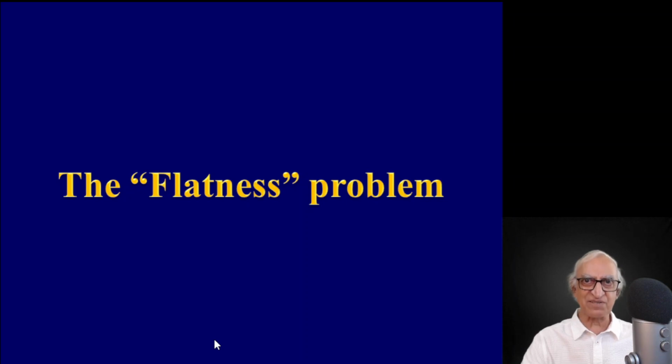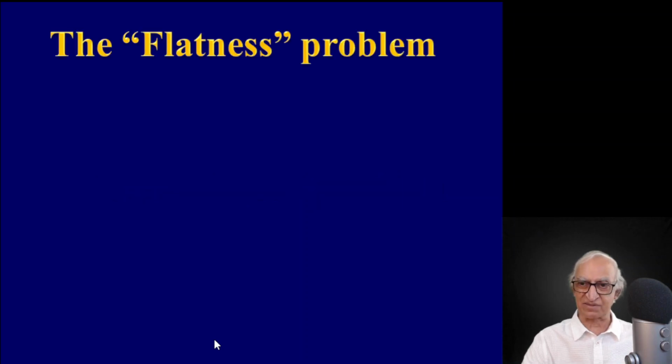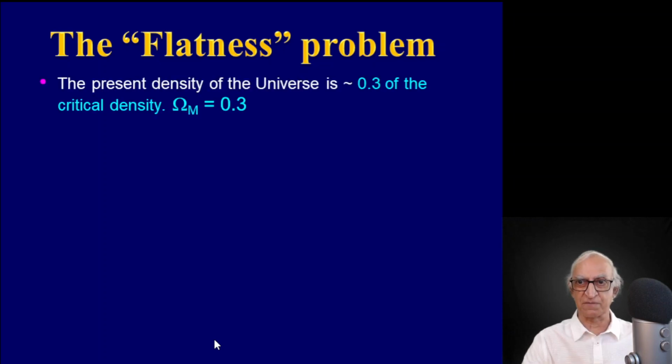Now, there is a second problem with standard Big Bang cosmology, which comes from observations. This is known as the flatness problem. Why is the curvature of space zero? Why is the universe's space flat or Euclidean?